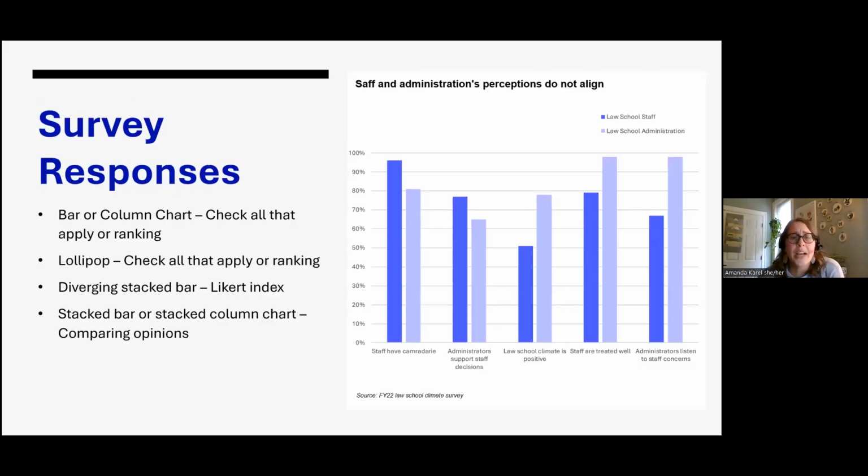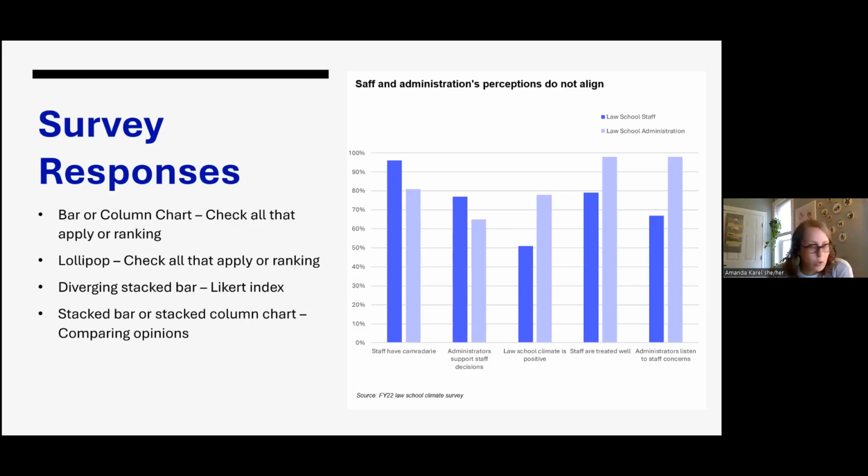You can also use stacked bar or column charts to really compare the percent of people who agree with a statement on a survey. So here is a fictional data set about law school climate at my imaginary law school with two columns, one for staff and one for administration. However, while we can see that these perceptions aren't lining up between administration and staff, it's really hard to get a sense of how just staff answered or how just administration answered because they're divided from one another.